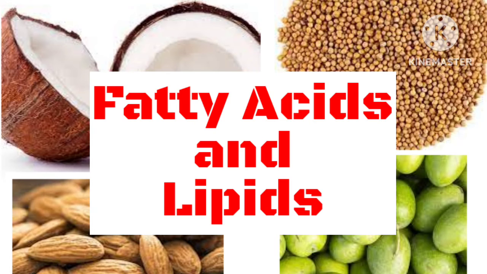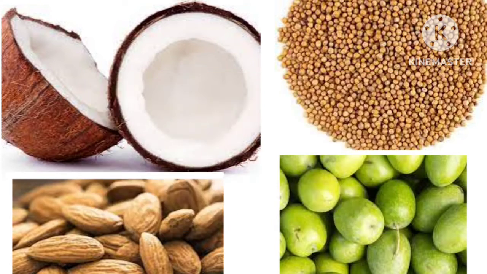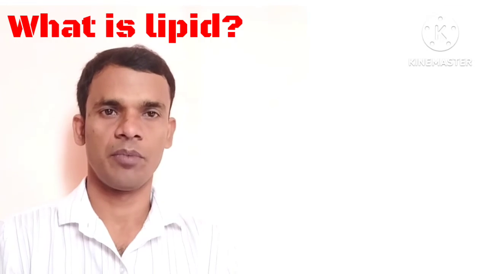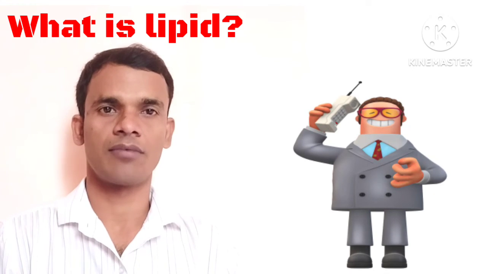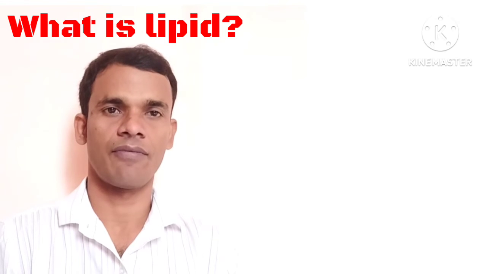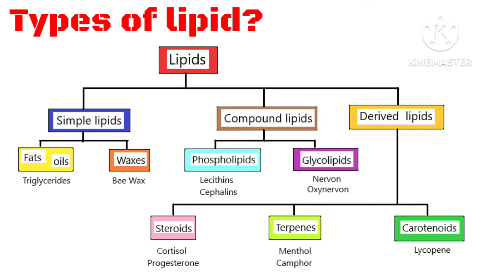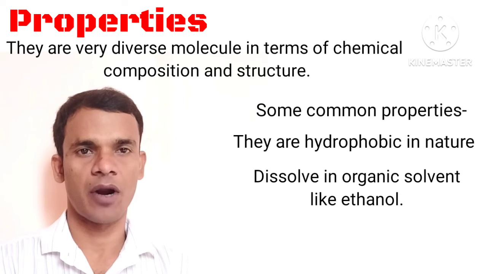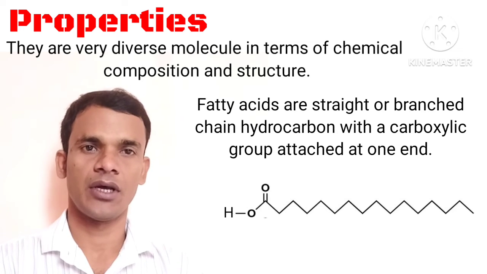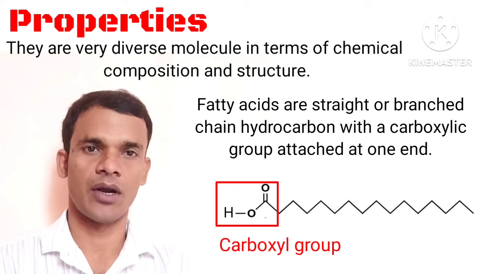Our next molecule is called fatty acids and lipids. I know you hate this molecule because it increases your body weight. But do you know it is one of the most important biomolecules in our body? Although they are very diverse molecules in terms of chemical composition, they share some common properties. They are hydrophobic in nature. Fatty acids are straight or branched chain hydrocarbons with a carboxylic group attached at one end.